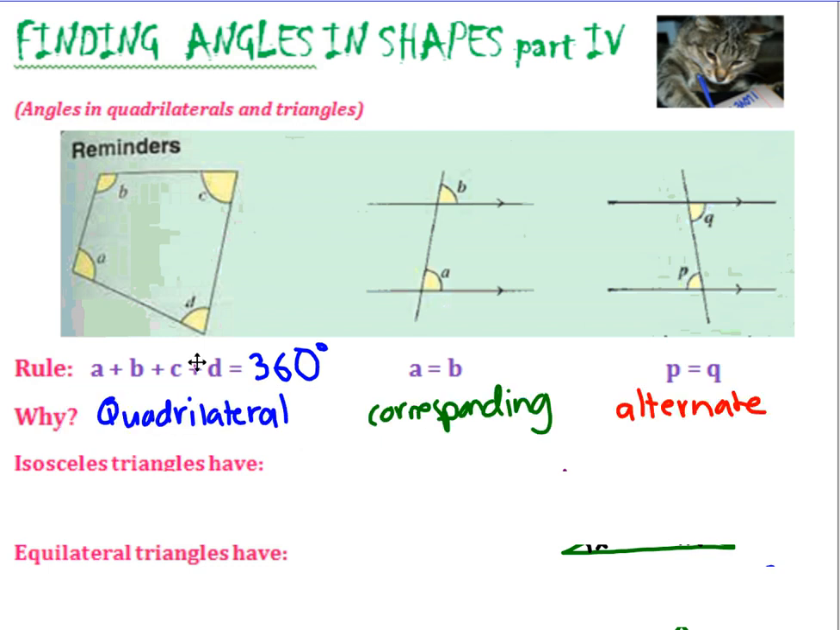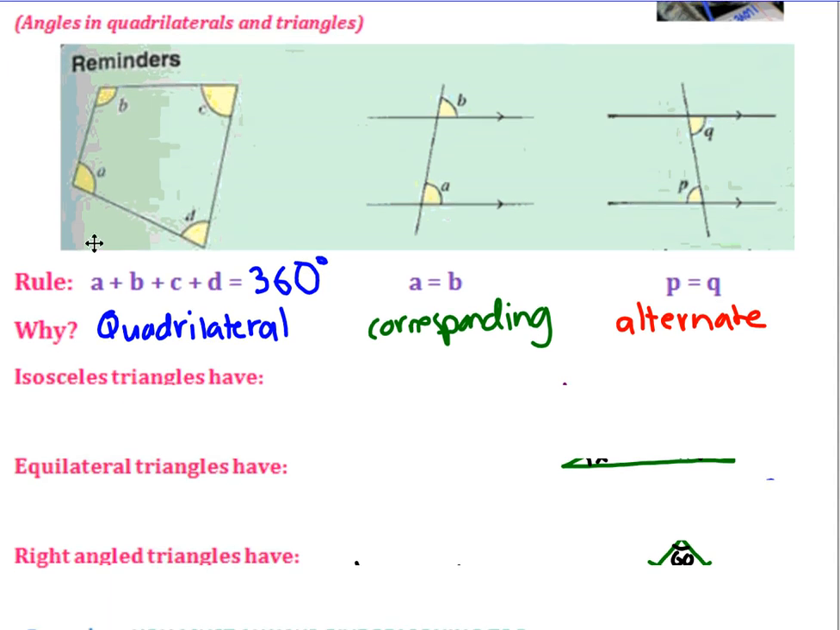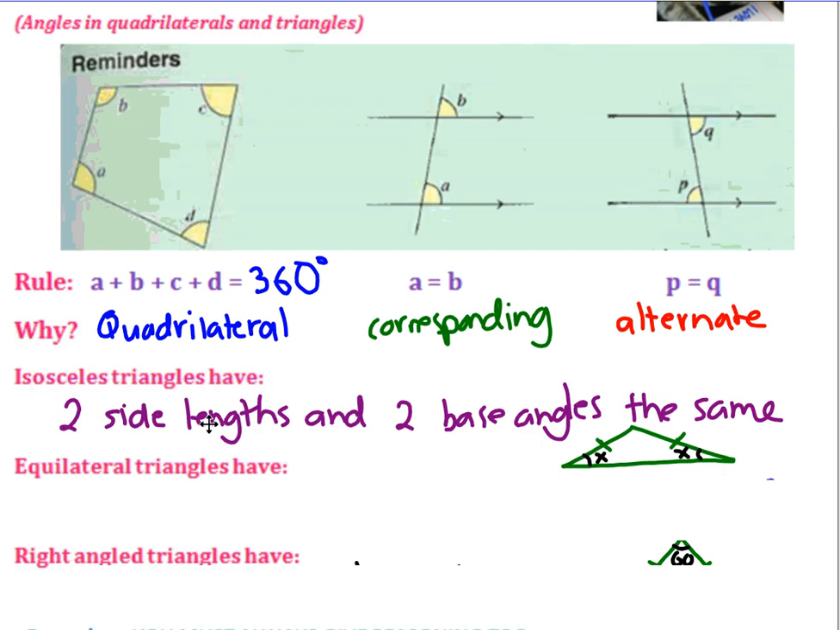So why is A plus B plus C plus D equal to 360? It's because it's a quadrilateral. It's a four-sided shape. The interior angles of a quadrilateral add up to 360. Why does A equal B? They're corresponding angles. Why does P equal Q? They're alternate angles. So, just a little recap, what do isosceles triangles have that makes them special? That's right, they have two equal sides, two side lengths the same and two base angles the same.